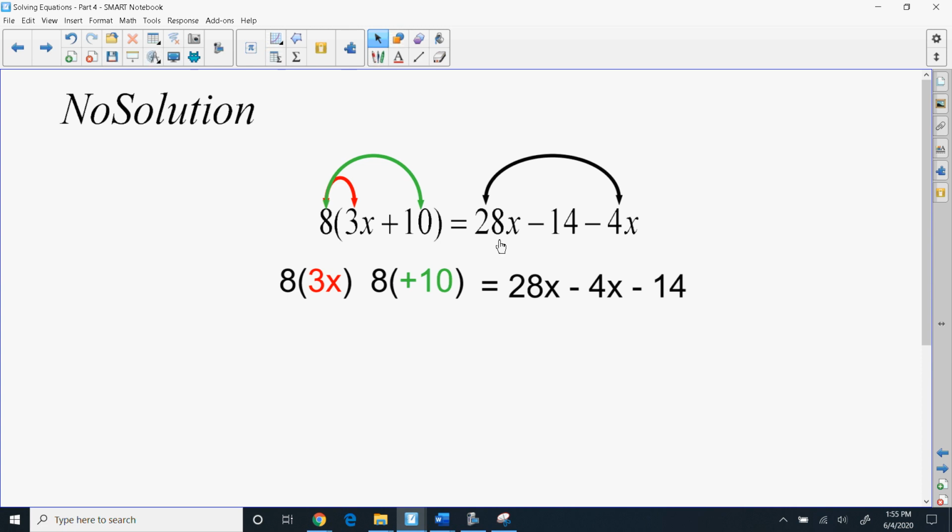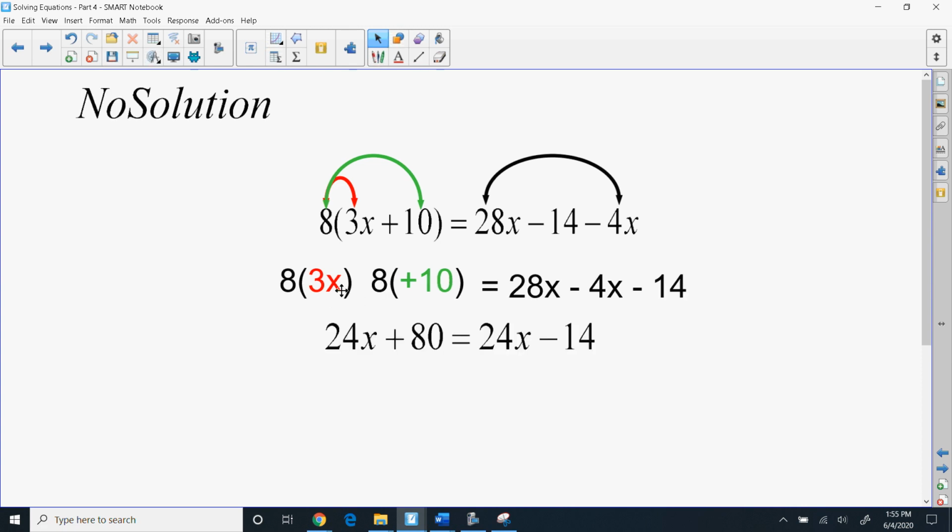On this side, I noticed we had 2 like terms, a 28 and a minus 4x. So I put those together so we can combine them. Let's simplify this a little bit more. 8 times 3x is 24x. 8 times plus 10 is plus 80. That's equal to, well, I have 28 minus 4x is 24x. Like terms, we just subtract the numbers because the variables are the same. So check out my video on polynomial addition and subtraction. And there's a minus 14.